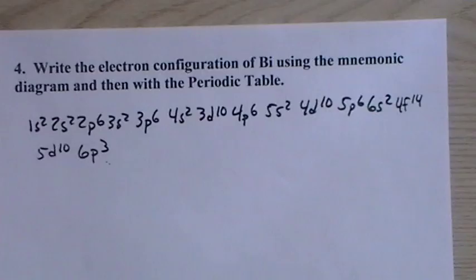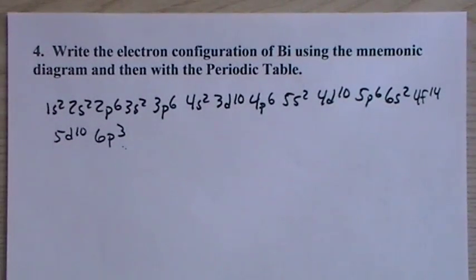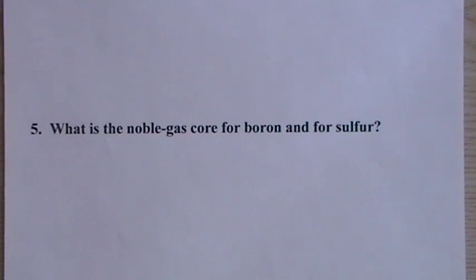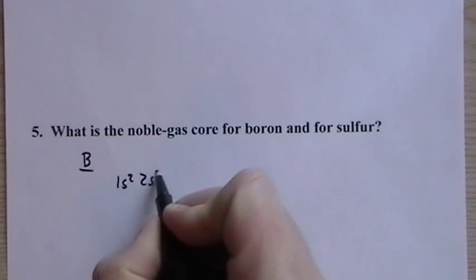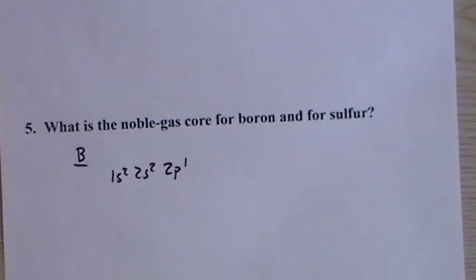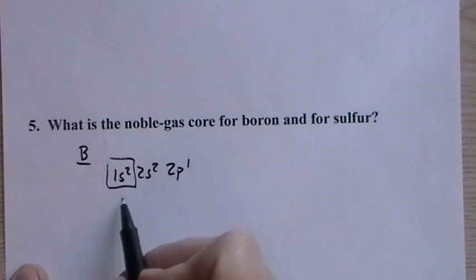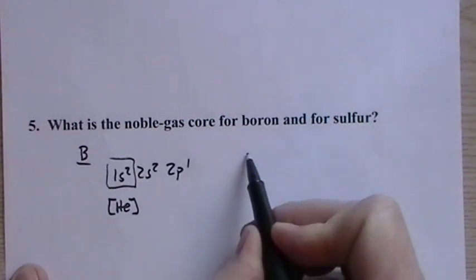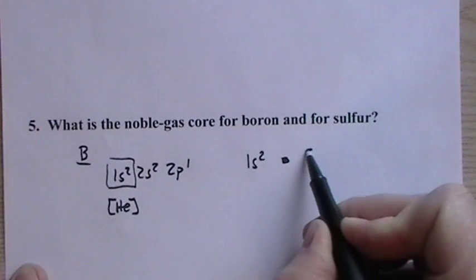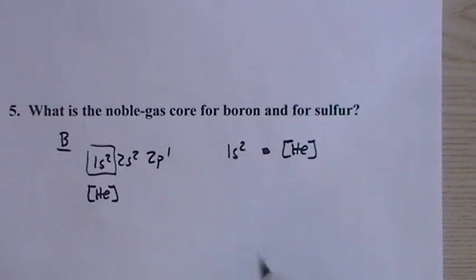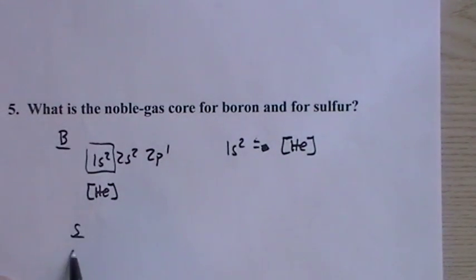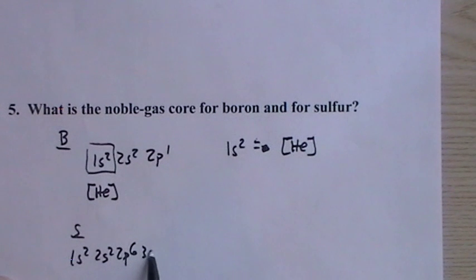Okay, let's go back in here. Now what is the noble gas core for boron and for sulfur? Well, let me get the periodic table here. So for boron, it's 1s2, 2s2, 2p1. The noble gas core is any filled energy level, and it's 1s2. Now if you look, 1s2 is also the electron configuration for helium. So the noble gas core is 1s2, which is the electron configuration for helium. And we normally put helium in square brackets to indicate that. So these are equal. For sulfur, it's 1s2, 2s2, 2p6, 3s2, 3p6.